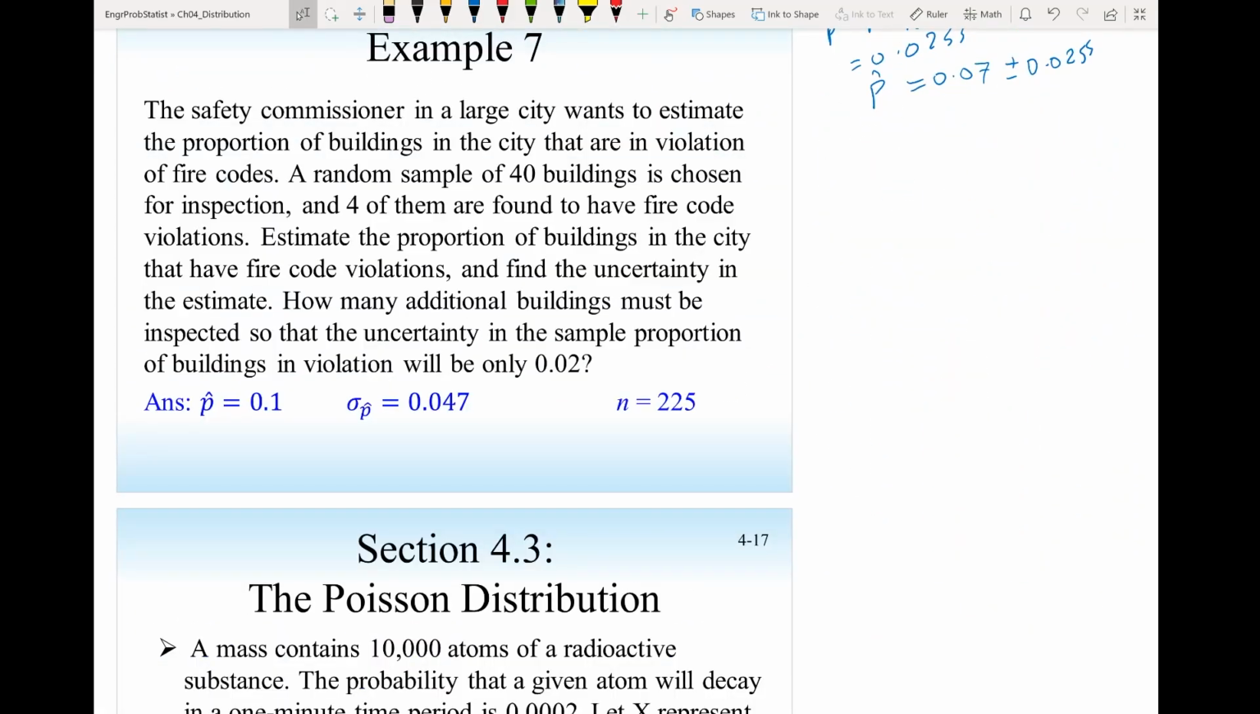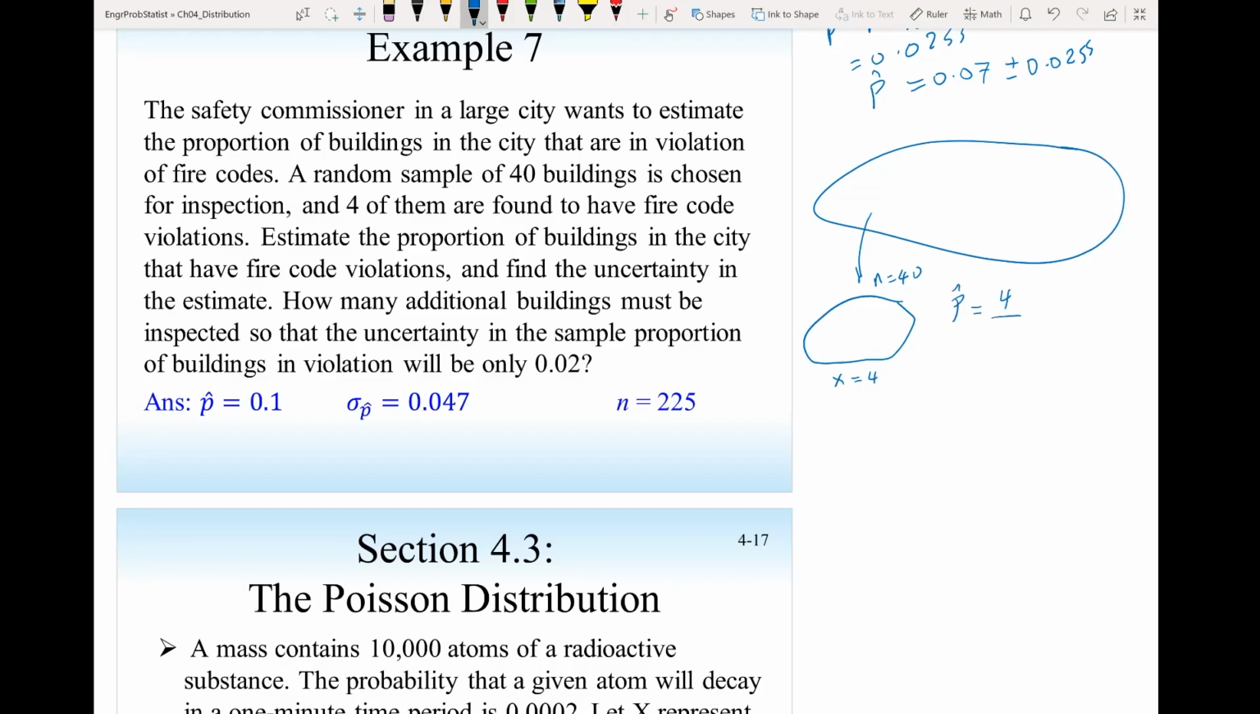Let's do this example. The safety commissioner in a large city wants to estimate the proportion of buildings in the city that are in violation of fire code. So let's assume here we have the city. A random sample of 40 buildings, so that is n equal 40, is chosen for inspection, and 4 of them are found to have fire code violation. So here x, we found it to be 4. Estimate the proportion of buildings in the city that have fire code violation. So our estimate of the probability of violation, we found 4 out of 40, so that is 0.1. So 10% of the buildings in the city have fire code violations.